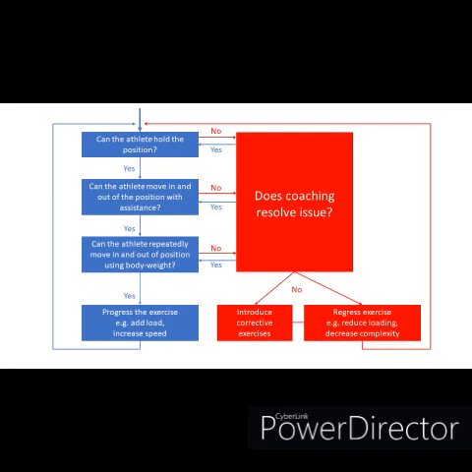But if the coach is unable to resolve the issue, then depending on their understanding or expertise, they can either regress the exercise by decreasing the complexity of the movement or reducing load. Or alternatively, if the coach believes that the movement is unachievable for the athlete, then corrective exercises can be introduced to improve movement abilities. Similar to the progressive stage side, the athlete will then start the development stages again to establish if they can now complete the movements.